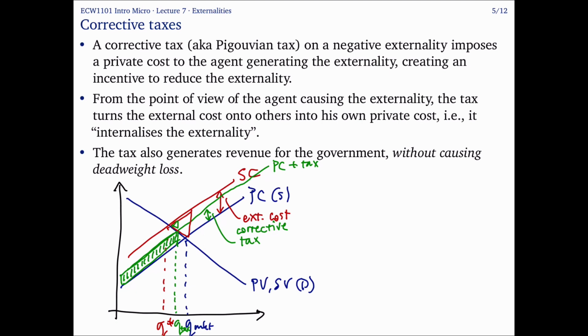So that revenue is generated without a loss of surplus, which is great. Typically, to generate any kind of revenue in the absence of externalities, you incur some deadweight loss, right? You incur some reduction in total surplus. But here, it's the opposite. You increase total surplus by reducing the deadweight loss, and you generate some revenue as well. So that's the good thing about corrective taxes. Okay, so let's take a 5-minute break.